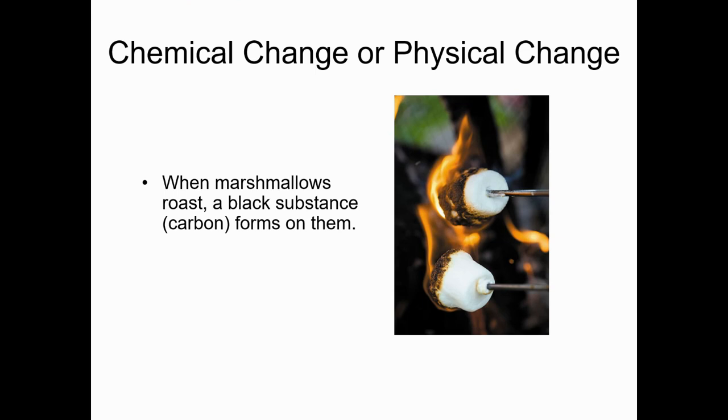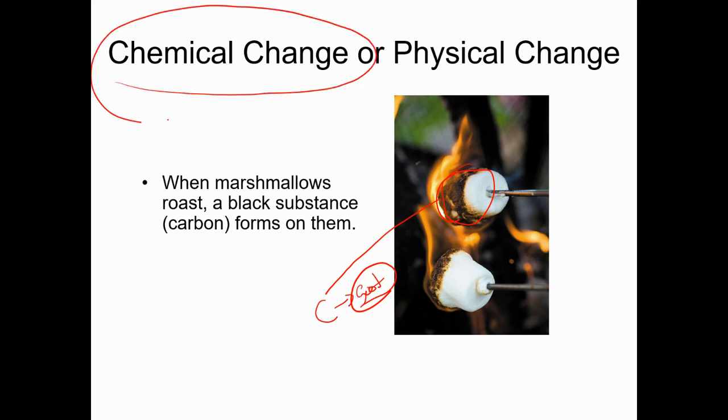Here we have marshmallows. So when we're roasting marshmallows, they turn black over here. And that black substance that actually forms on them is actually carbon. We will often call that soot. So that's carbon that formed there. We do have a new substance that formed, and that's the indication there's a color change as well. But this is a chemical change. We're burning, we're roasting, we're cooking something. So we have a chemical change that happened there.